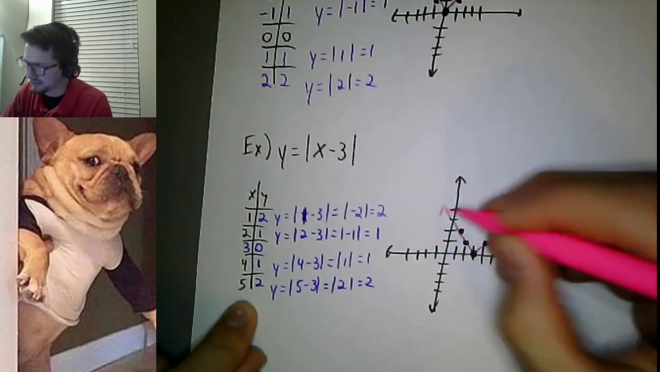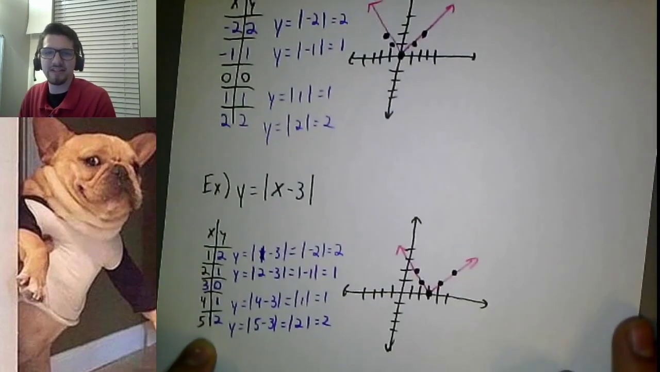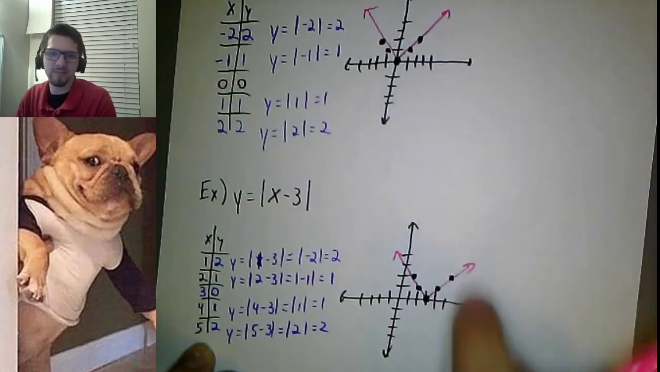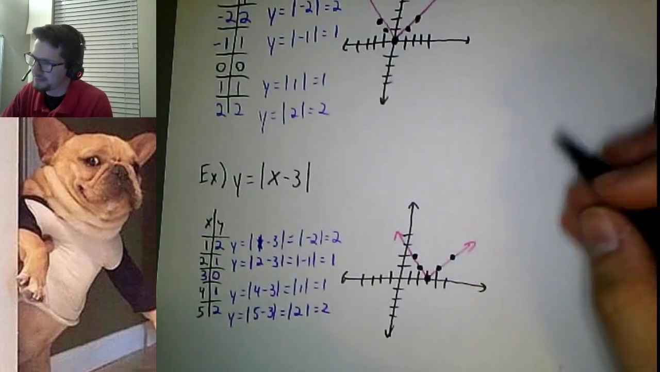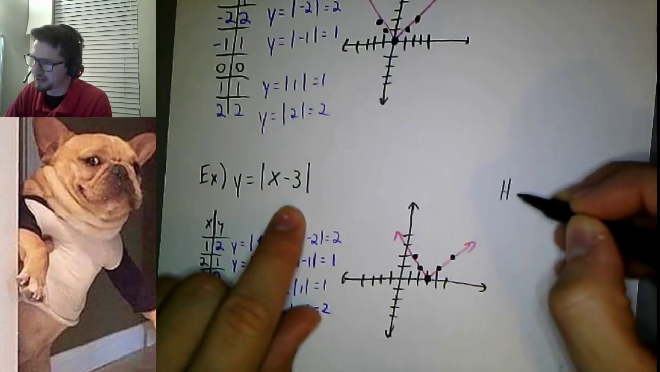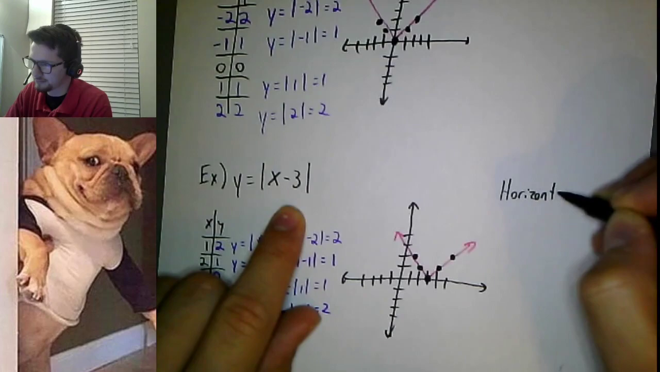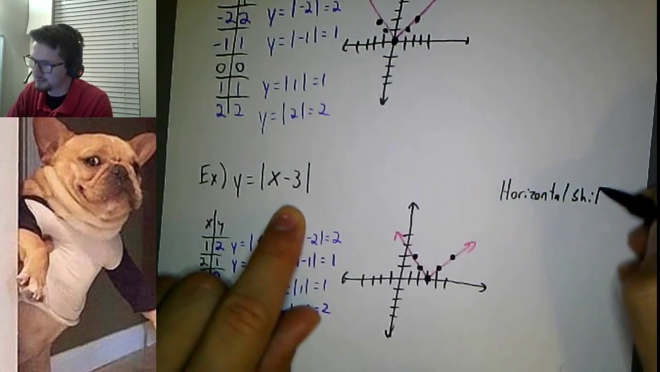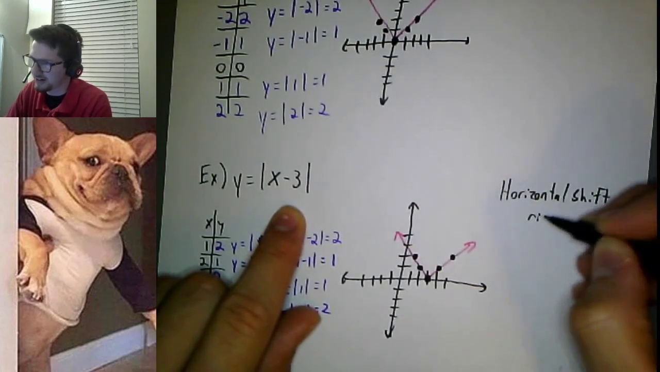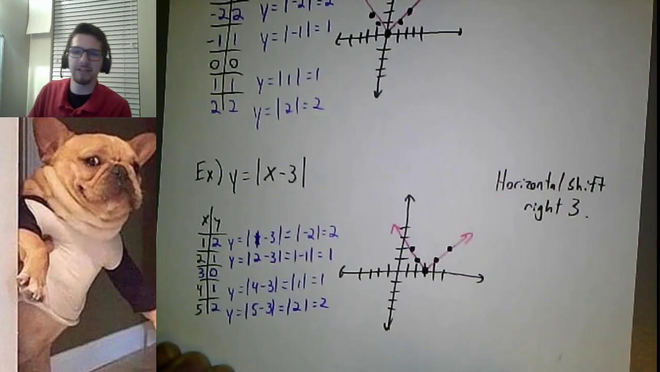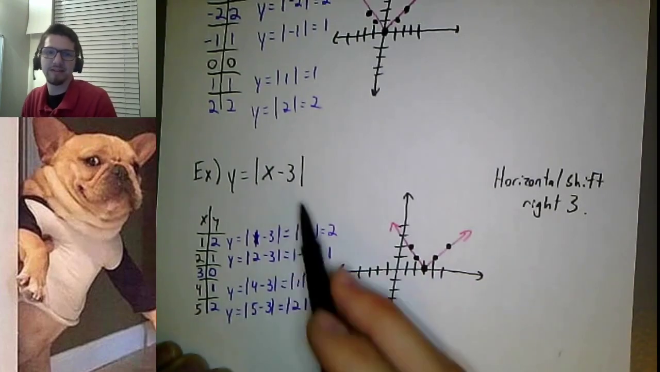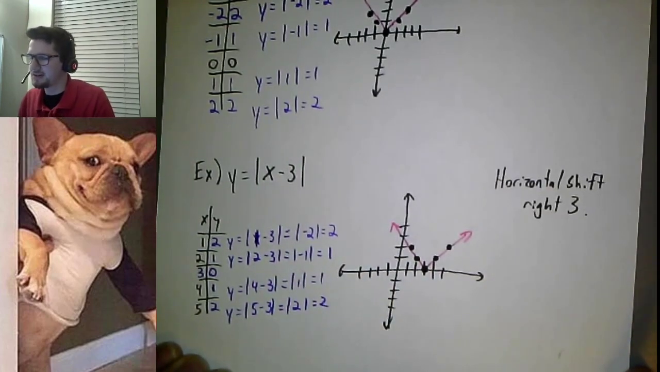I still get my lovely V shape, and it looks like this just got moved to the right, which makes sense because what is negative 3 supposed to mean? That is a horizontal shift right 3. Okay? Horizontal shift right 3, because you do the opposite of the negative 3.